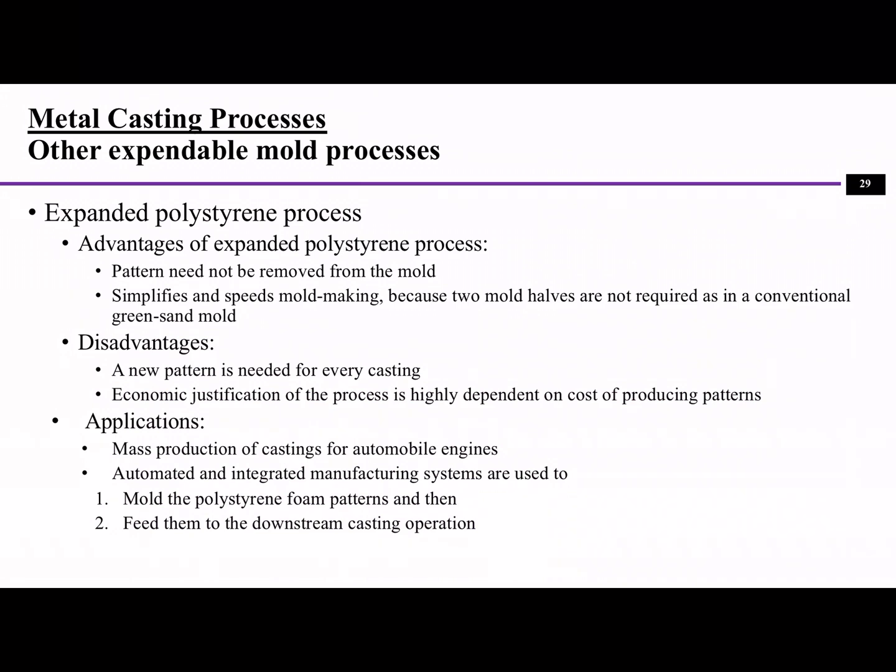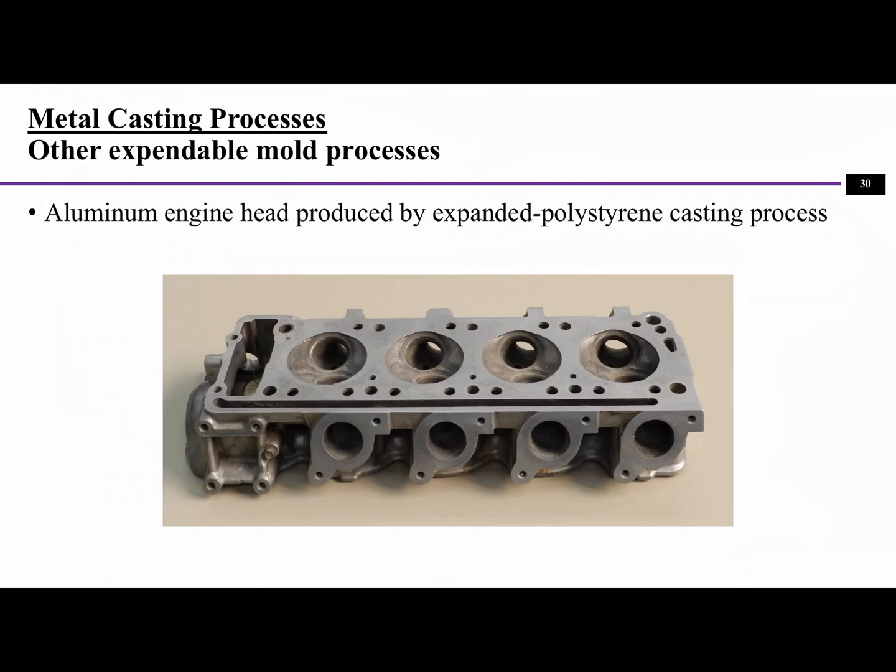We have to think about how much cost you want to invest into the new pattern, and lost foam has been used a lot in making some of the engine blocks as well. In this case, because the engine is very expensive, just using a foam to create that pattern actually is not much cost compared to the engine itself. So you have to give a little bit of economic justification of the process. This is an example of an aluminum engine head produced by the lost foam casting process.